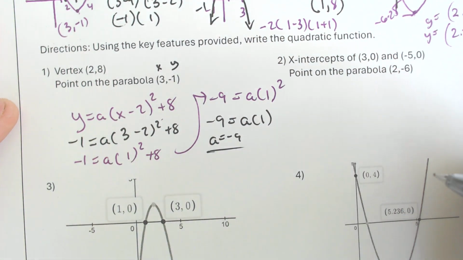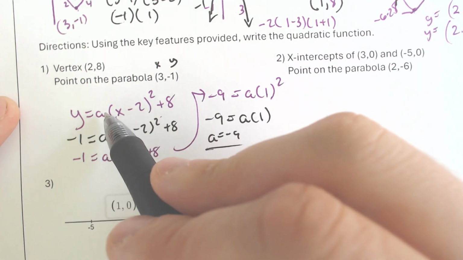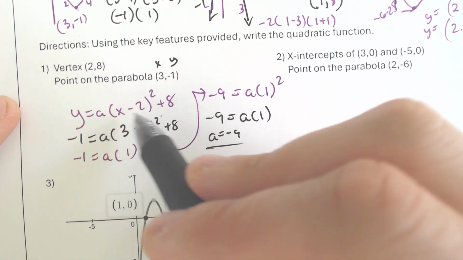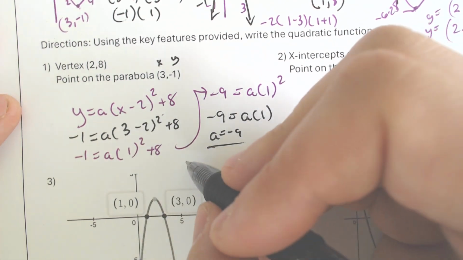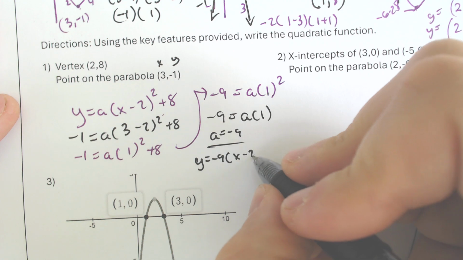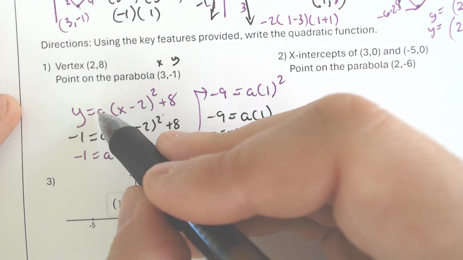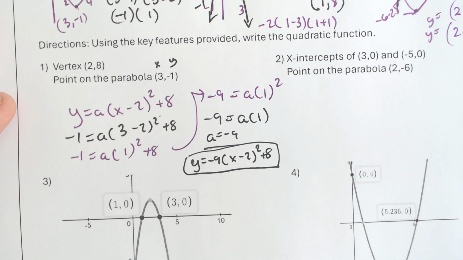Now, most people think they're done here. But remember, the equation is not this. The equation would be everything that we had here before we didn't have the a value. So we're just going to plug in that a value, you get -9, and then the x minus 2 squared plus 8. A lot of times what I do is I just rewrite it right there, and I just replace the a. All right?